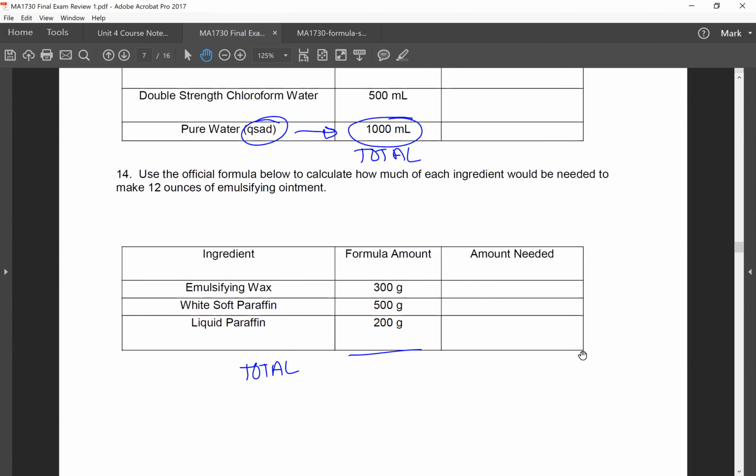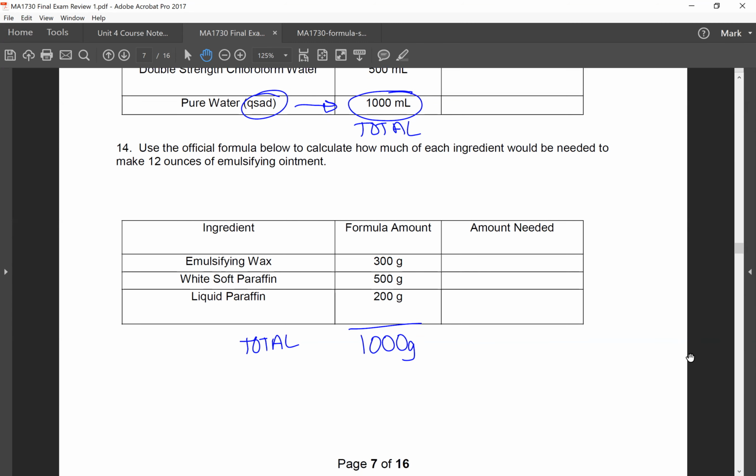It has grams. So first things first, I'm going to figure out how much formula total I get from this by just adding up all these numbers. So my total here, this makes 1,000 grams or 1 kilogram of ointment. Okay, I want to know how can I modify this formula to make 12 ounces. So first thing I need to do is figure out how many ounces are in a gram. So first, I'm going to change grams to ounces.